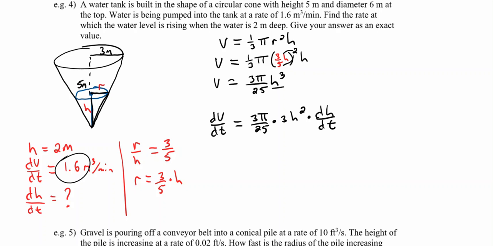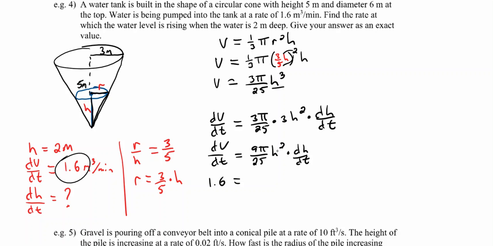Okay, so yeah, let's clean that up one more time though. So I'll say dV over dt is equal to 9 pi over 25 H squared times dh/dt. All right, that would be like our equation that we can start throwing things in, right? Okay, so we know dV/dt is really 1.6, right? That's the rate that the volume's changing over time.